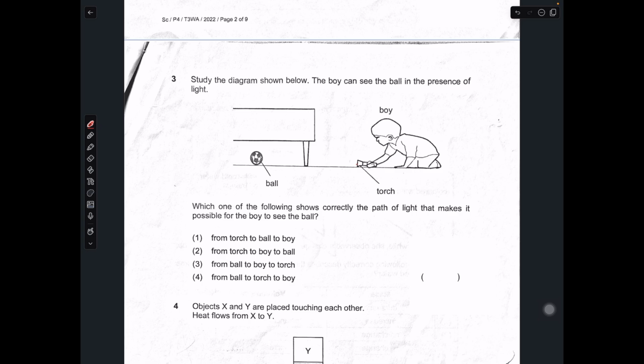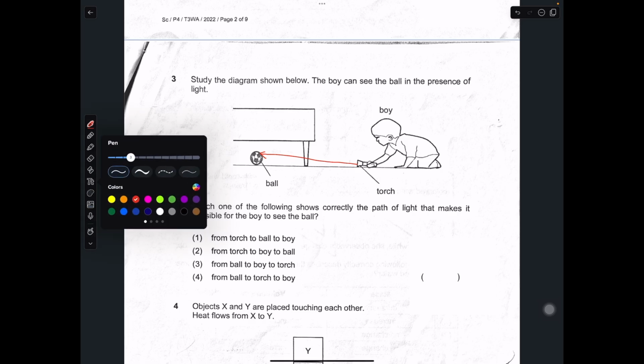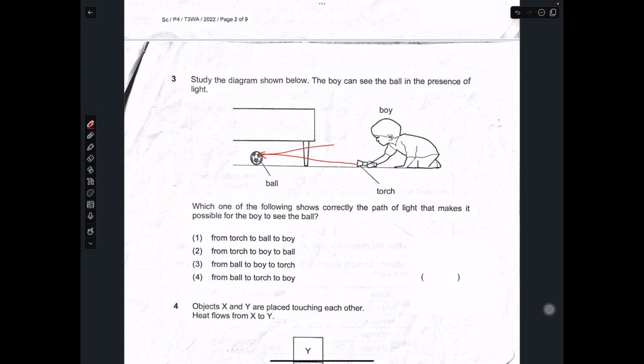The light emitted out from the torch will hit the ball. That's the ray diagram, and then from there it will go back into the boy's eyes. So it will always be torch, or rather light source, to the object itself and to the boy's eyes. So over here, it should be number 1. Okay, torch, ball, boy.